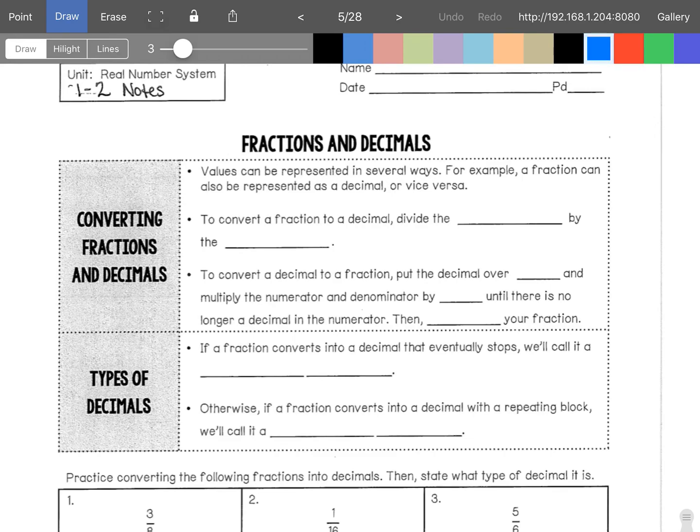Okay, today's lesson is on fractions and decimals. Again, please make sure that you are putting your name, date, and period on each of your assignments.